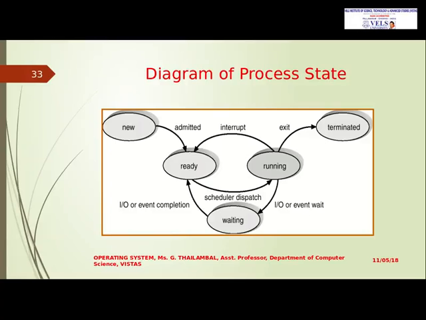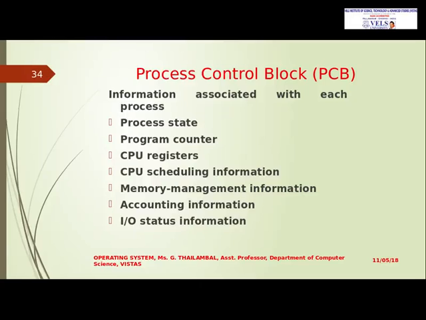After completion of the IO or event, again it will be taken to the ready state, and from that ready state the scheduler will take it to the running state. Once everything is over, the process gets terminated and it will go to the exit, that is, it will go to the terminated state. So these are the 5 states available for each and every process we are executing on the computer system. And the state information will be stored in the process control block.